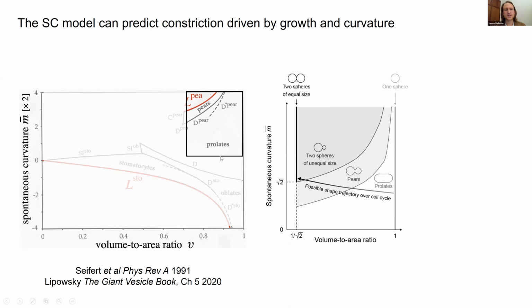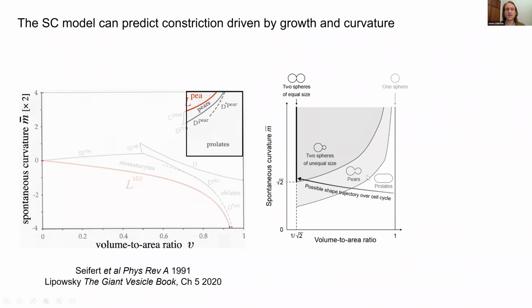We zoom into this top right region of the phase diagram, and that's shown here. It's just replotted, the same region of the phase diagram. So the far right boundary, as noted, corresponds to a single sphere. And this left boundary corresponds to 2 spheres of equal size that are joined by an infinitesimally small neck. And trajectories from this line segment to this line segment correspond to possible shape trajectories over the cell cycle.